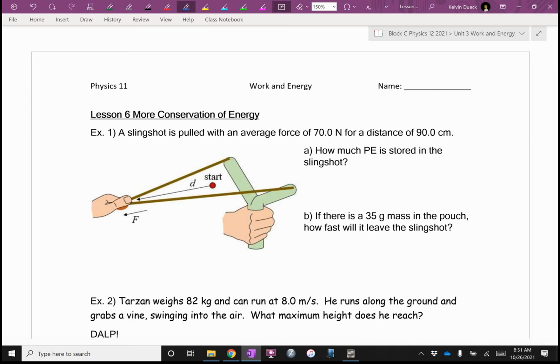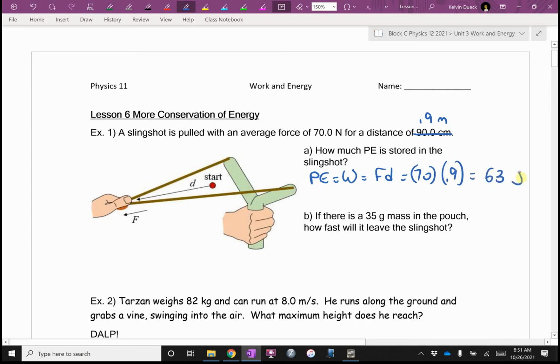Another way to think about energy is the ability to do what? Work. Okay. Work is force times distance. So the potential energy is the work, it's force times distance. It's going to be 70 times, nice try, Mr. Dewick, not 90, 0.9. And if you do that on your calculator, you should get 63 joules, I hope.